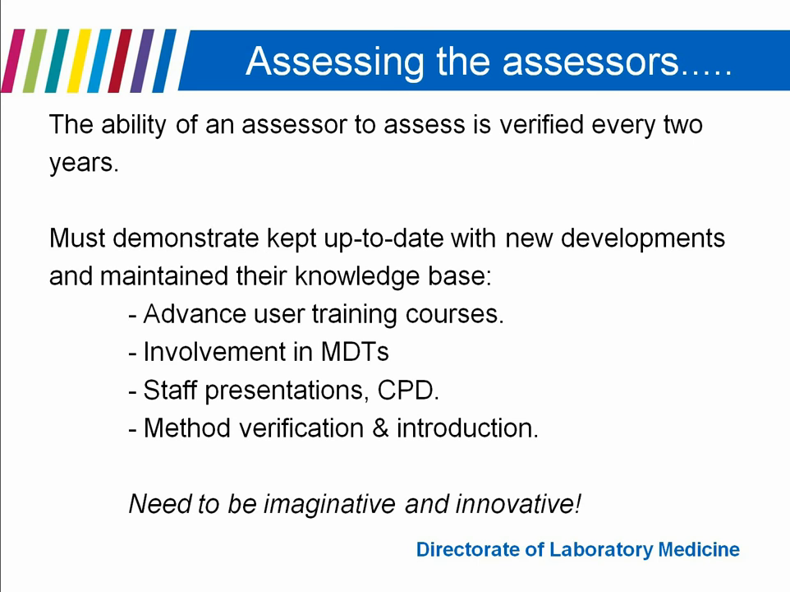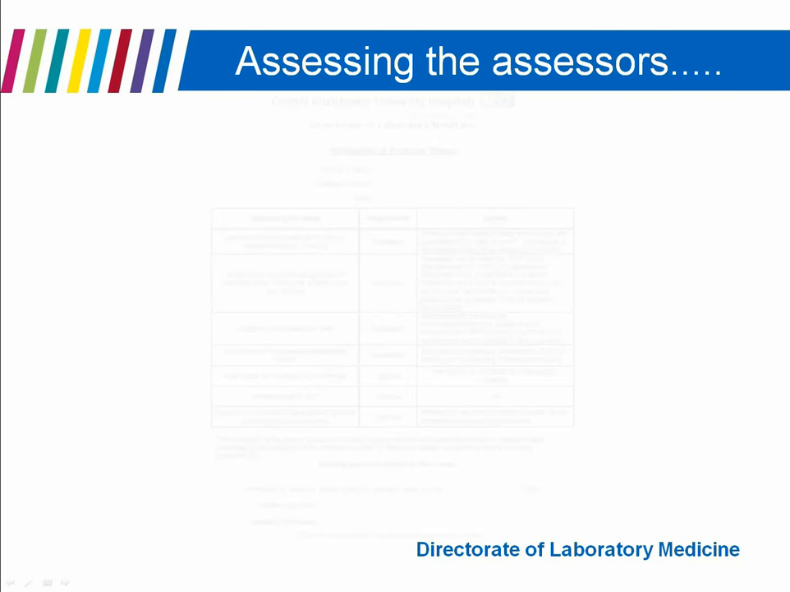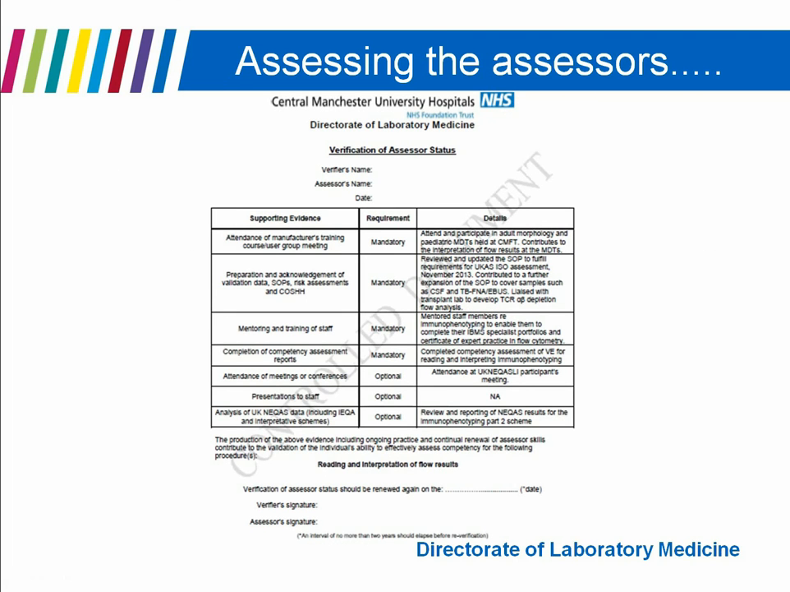But you need to be imaginative and innovative and identify new ways of assessing your assessors, simply because you tend to send an assessor on one advanced user training course if you're not going to send them on the same course every 2 years. So this is what our verification of assessor document looks like. Again, supporting evidence, what that is. We include both mandatory and optional evidence, and it's signed off by either the laboratory manager or the training lead in the department.